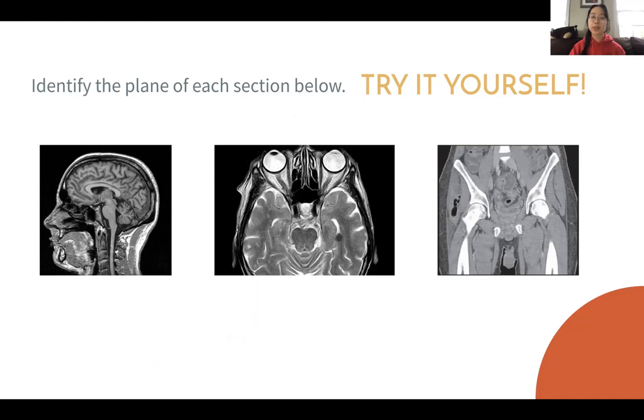So here we have another exercise. See if you can try and identify the plane of each section below. I'll give you a hint. The first two are brain. I know the second one looks a little bit weird maybe. And the third one is a pelvis. So try and figure out which direction it is. And again, you can take a look at the hidden answer slide later on.